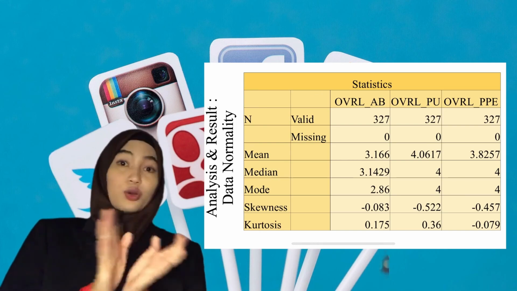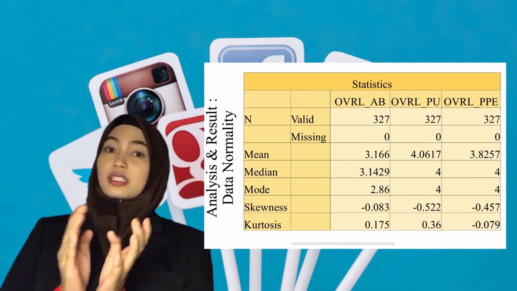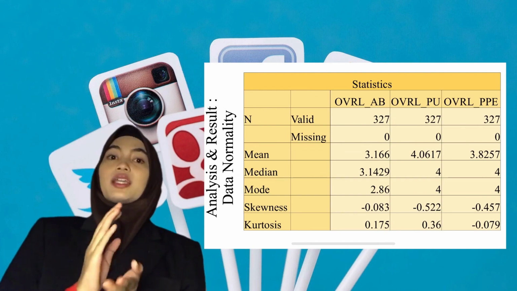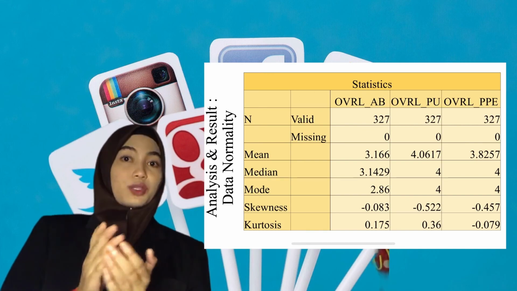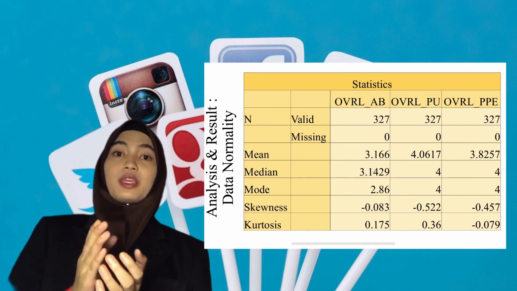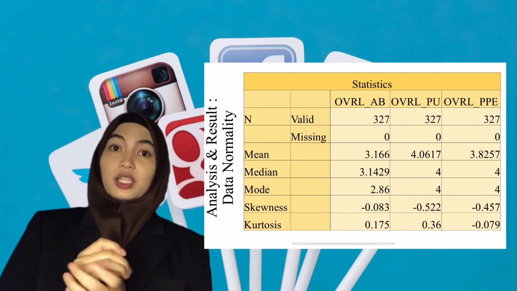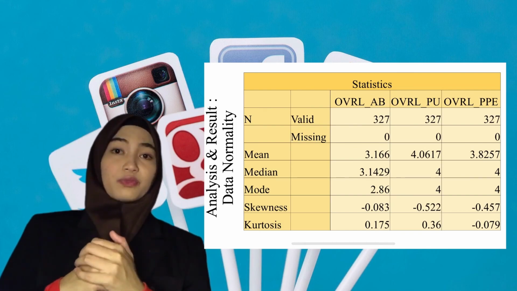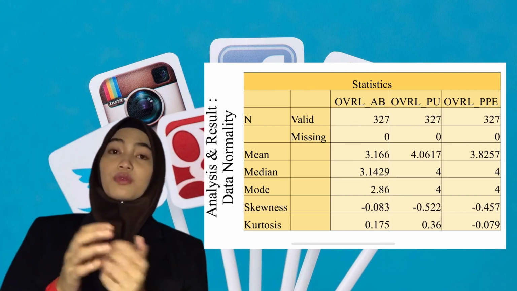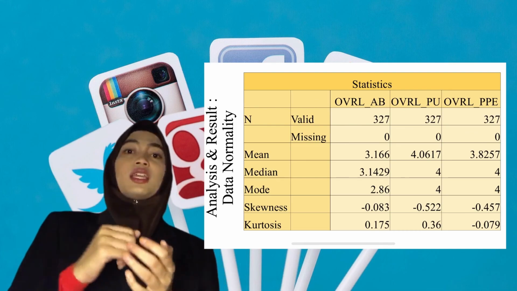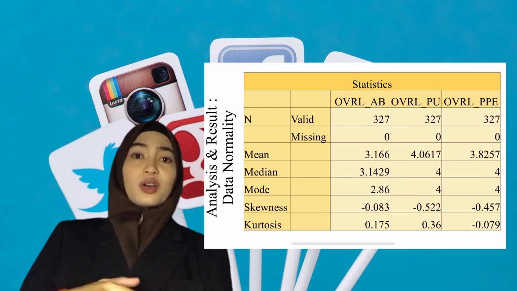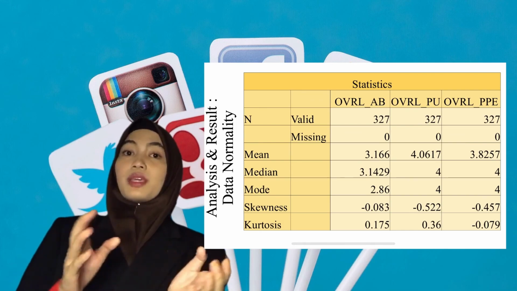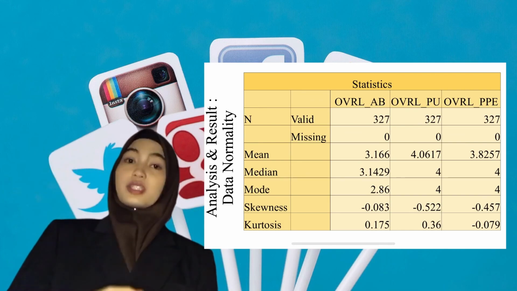In general, no evidence of non-normal data such as skewness was found for the variables: AB negative 0.083, PU negative 0.522 and PPE negative 0.457. Kurtosis analysis revealed a similar trend with AB of 0.175, PU 0.36 and PPE of negative 0.079, indicating no significant kurtosis for variables utilized in this study. Thus, the data collected may be utilized for further investigations.